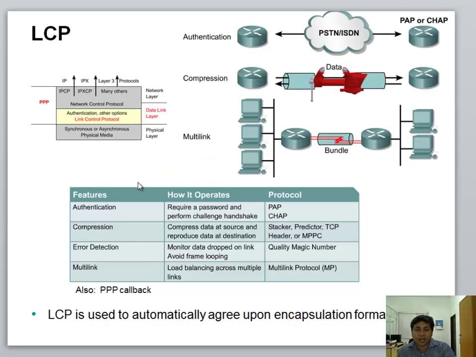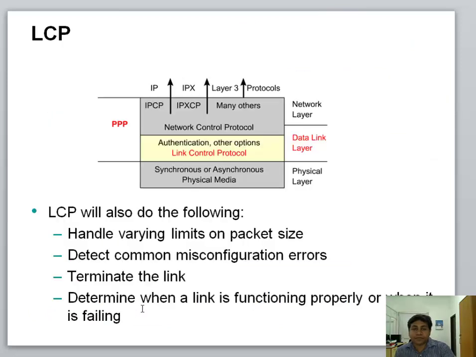Now what comes under LCP is authentication, compression, error detection, and if it is having multilink protocol, we call it callback. So this uses this basic mechanism. Now LCP handles varying limits on packet size, detects common misconfiguration errors, and establishes and terminates the link.